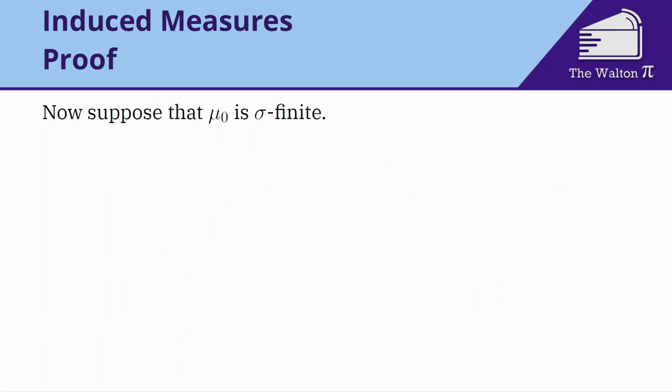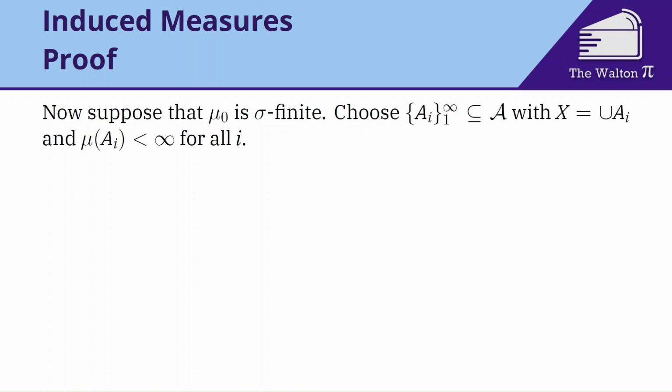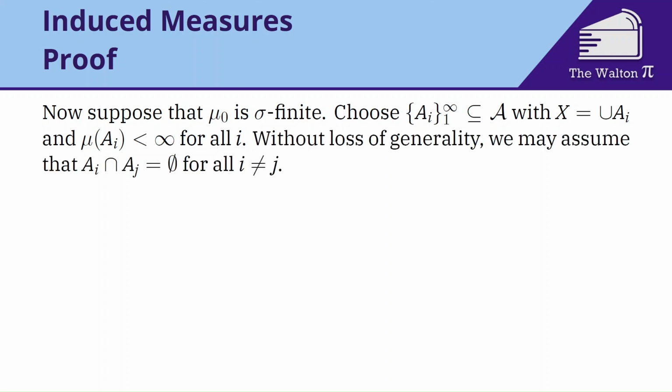Now let's suppose that mu naught is sigma finite. Then we can choose A_i's as a subset of A, with X being the union of the A_i's, and mu of each A_i is finite for all i. Without loss of generality, we're able to assume that A_i intersect A_j is empty for all i not equal to j. If they were not, then we could just keep A_i, but then make A_j be A_j minus anything that was in A_i. So we're able to make everything pairwise disjoint.